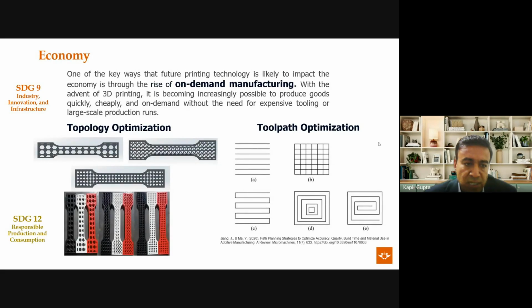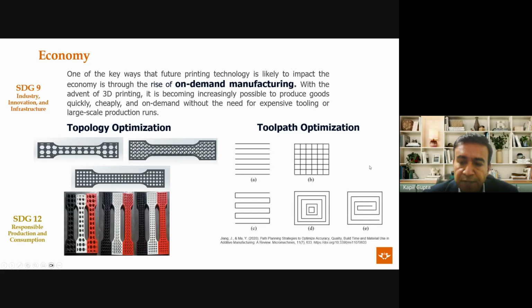So it supports economy. So Industry 4.0 based interventions, industry, innovation, infrastructure. It is because there are various strategies. There could be various novel strategies for toolpath optimization. So those strategies are related to SDG 9. And we are also reducing the material wastage.